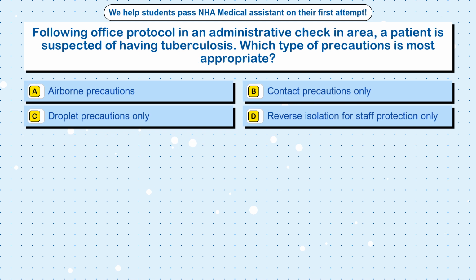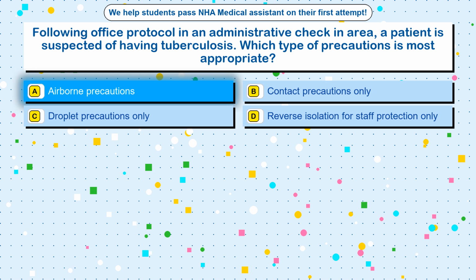Question 27. Following office protocol in an administrative check-in area, a patient is suspected of having tuberculosis. Which type of precautions is most appropriate? Option A, airborne precautions. Option B, contact precautions only. Option C, droplet precautions only. Option D, reverse isolation for staff protection only. The correct answer is option A, airborne precautions.